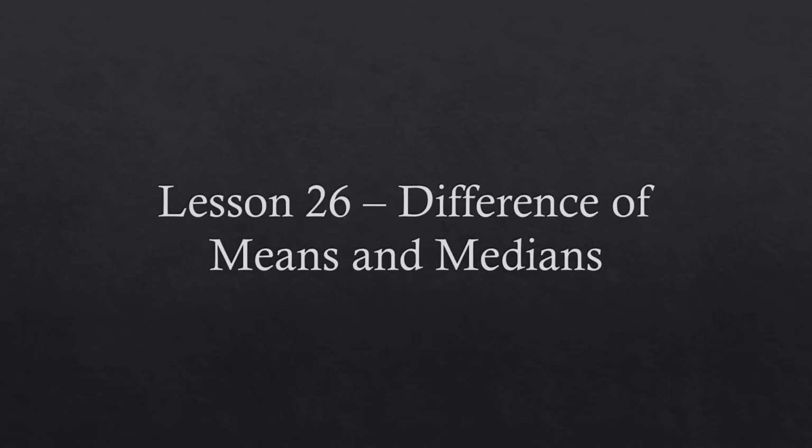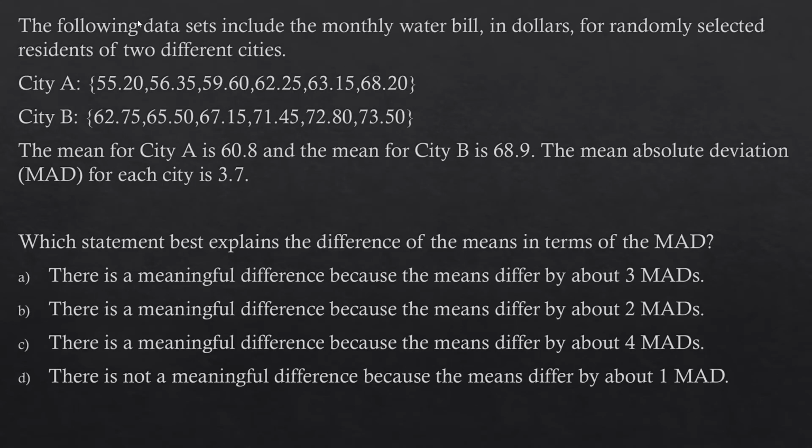In this video, I will be going over lesson 26, which is about difference of means and medians. All right, our first question says that the following data sets include monthly water bills in dollars for randomly selected residents of two different cities. So we have city A and city B.